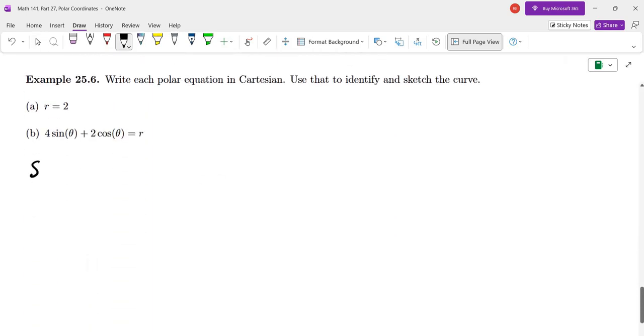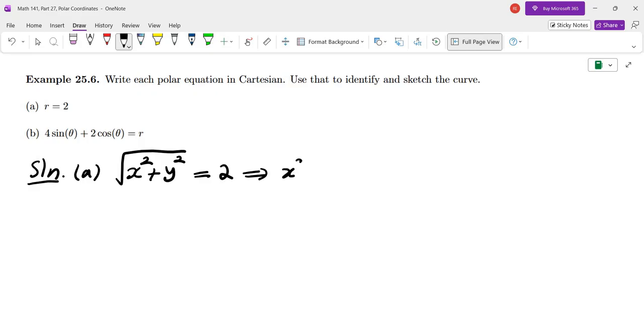And finally, we'll do another example kind of in reverse. We have polar equations of curves as r equals 2 and 4 sine theta plus 2 cosine theta equals r. And we want to identify these curves, turn them into Cartesian. So the first one can be written as square root of x squared plus y squared is equal to 2, which gives us x squared plus y squared is equal to 4.